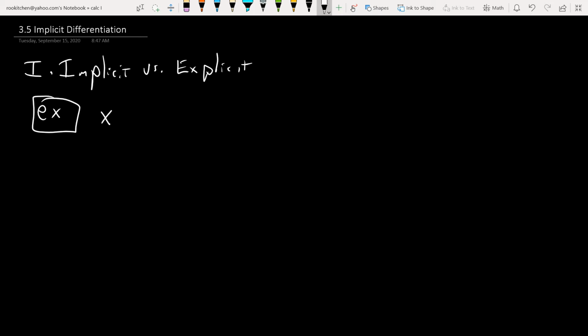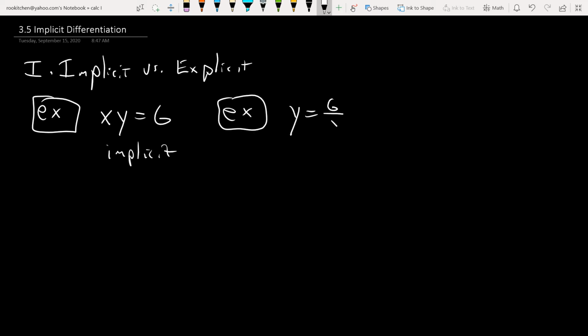So an example of an implicit formula would be something like this. This is implicit. An example of an explicit formula would be something like this, y equals 6 over x. This is explicit. So the difference is that for explicit, you have y equals something. Okay. You're able to isolate y on one side and put everything else on the other side. Okay. So let's look at another one.